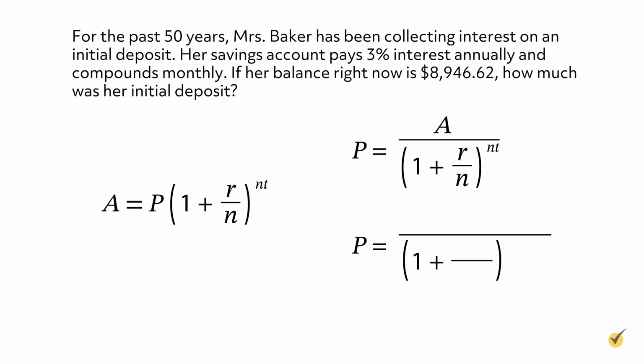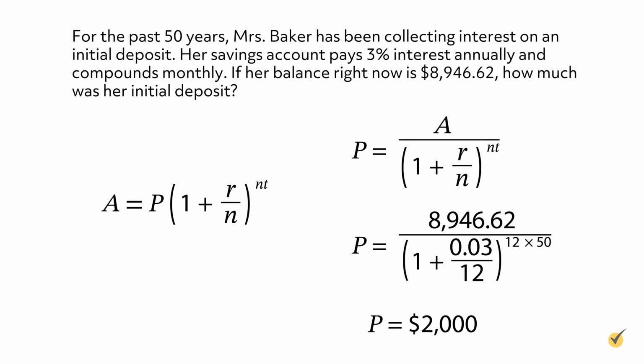We know that Mrs. Baker has $8,946.62 as her ending amount, A. We also know that her annual interest rate, R, is equal to 3%, or 0.03, and that her interest compounds monthly, so N equals 12. Finally, we know that she has been collecting this interest for 50 years, so T equals 50. With the help of a calculator, we can determine that all this is equal to $2,000. So Mrs. Baker started her account with $2,000 50 years ago, and now it has grown to nearly 5 times that much.